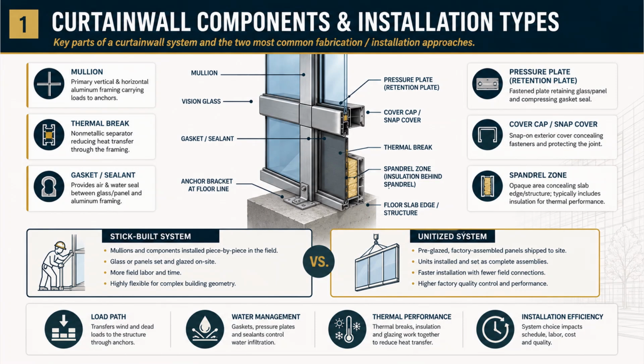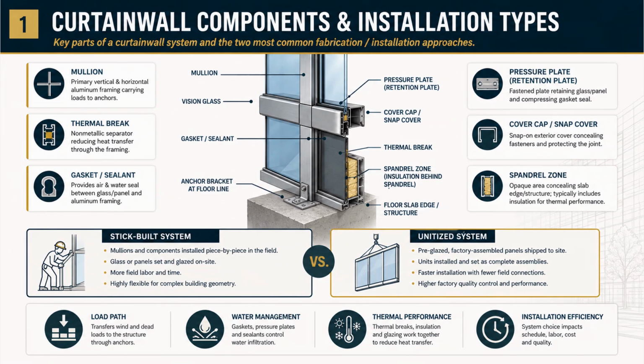The thermal break is a non-metallic separator inside the framing that reduces heat transfer through the aluminum. Remember, aluminum is a strong thermal bridge, so the thermal break interrupts it. The same principle as continuous insulation from the last class. The gasket and sealant provide the air and water seal between the glass or panel and the aluminum frame.